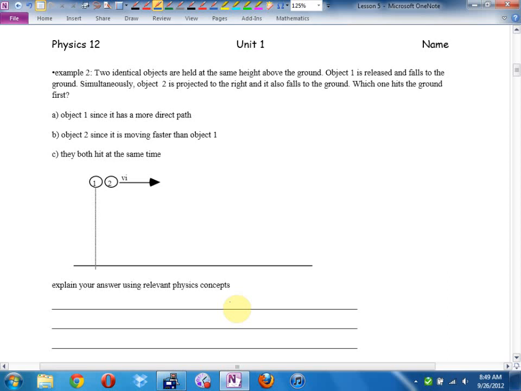So we're dropping an object as well as shooting an object straight sideways. Which one hits the ground first? A or B, or they both hit at the same time? Who says A? Who says B? Who says C? Was that peer pressure, or are you good physicists? Convince me.